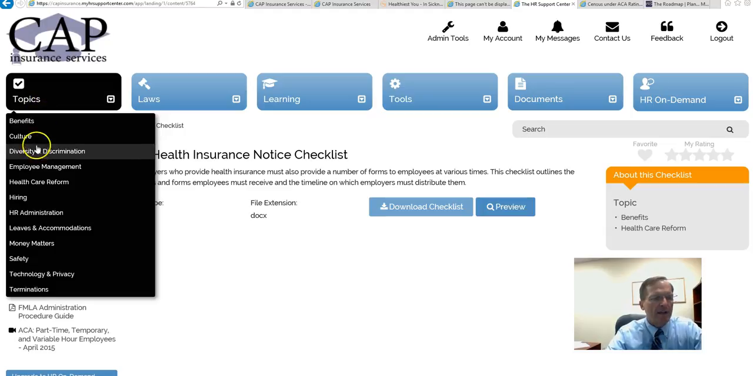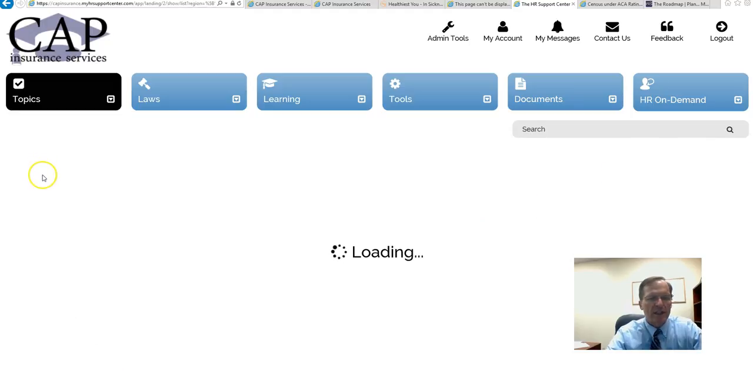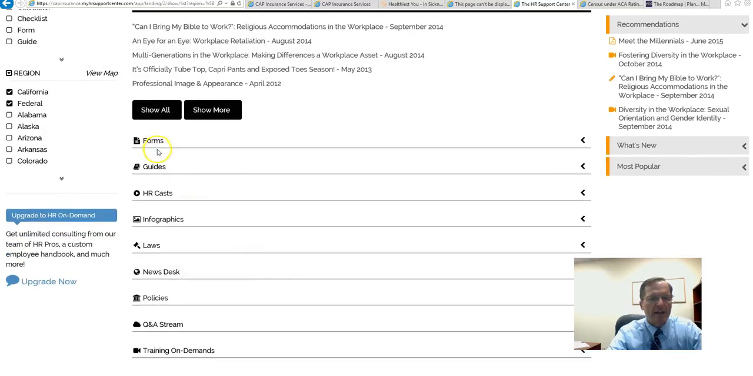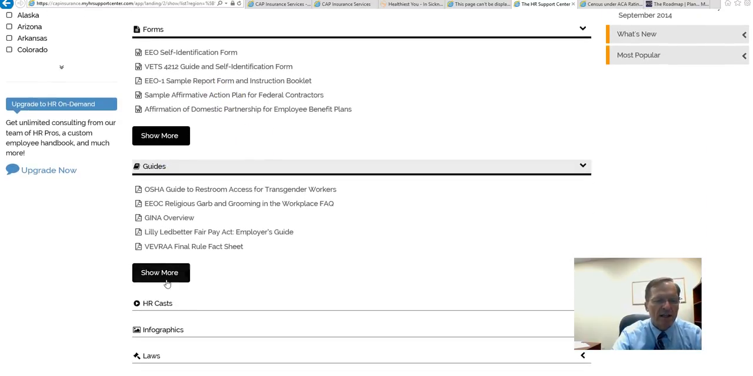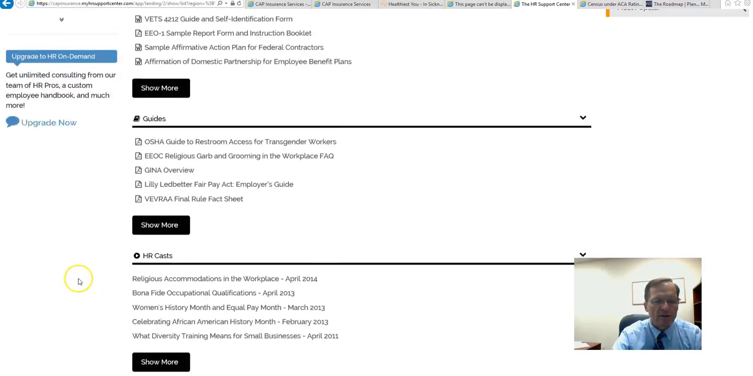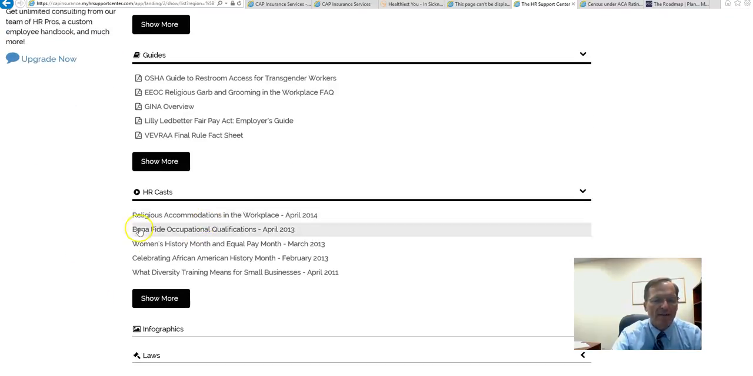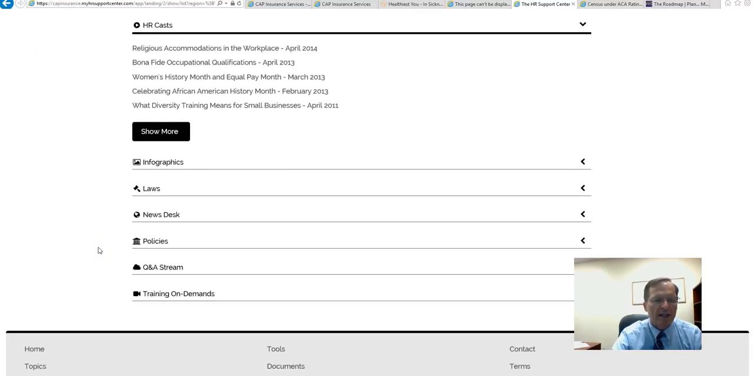Again, if you're wanting to know about diversity and discrimination, once again you can load that. And again, it comes down here as you've got forms. So you've got the EEO self-identification form, the VETS guide to self-identification form, sample report form, instruction booklet, and sample affirmative action guides that you could use for this. HR casts, if you wanted to actually listen to a podcast. That is amazing to look at. Plus you have on-demand training.